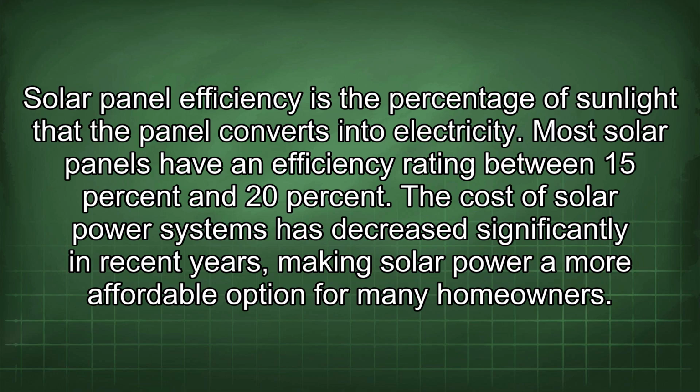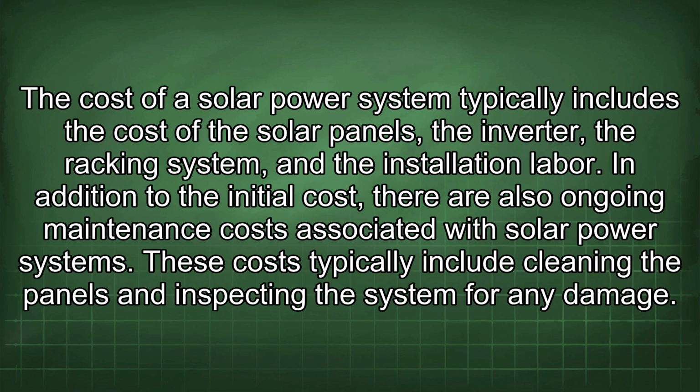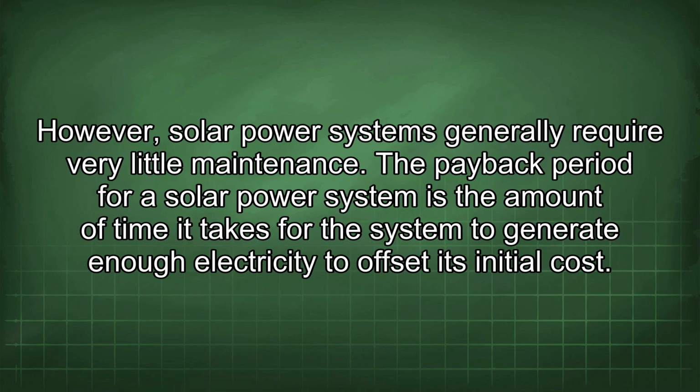The cost of solar power systems has decreased significantly in recent years, making solar power a more affordable option for many homeowners. The cost of a solar power system typically includes the cost of the solar panels, the inverter, the racking system, and the installation labor. In addition to the initial cost, there are also ongoing maintenance costs associated with solar power systems. These costs typically include cleaning the panels and inspecting the system for any damage. However, solar power systems generally require very little maintenance.